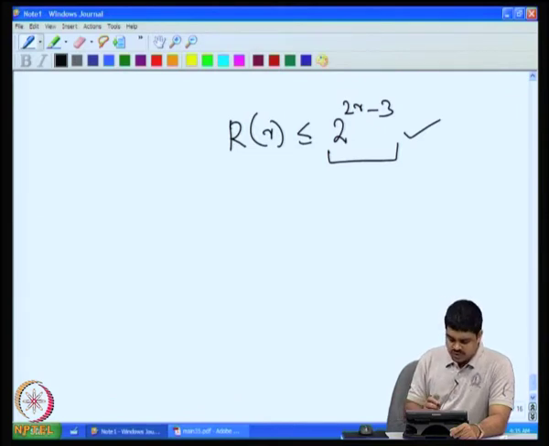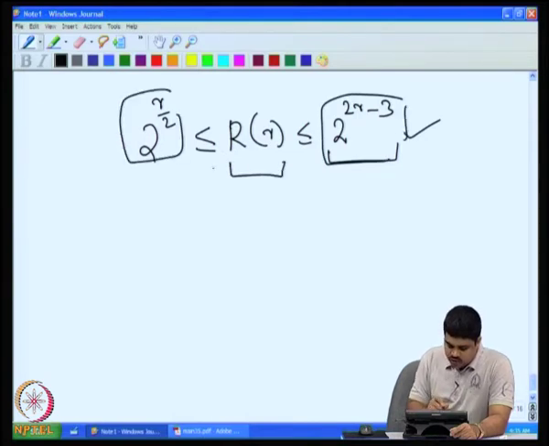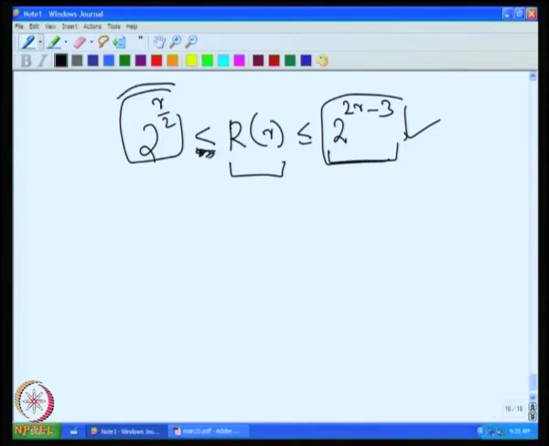What we are going to do is to show that R(r) is greater than or equal to 2 raised to r by 2 also. So, this is an upper bound and this is a lower bound. So, the actual value of R(r) has to be somewhere in between 2 raised to r by 2 and 2 raised to 2r minus 3. How do we show this thing? This problem seems to be more difficult.